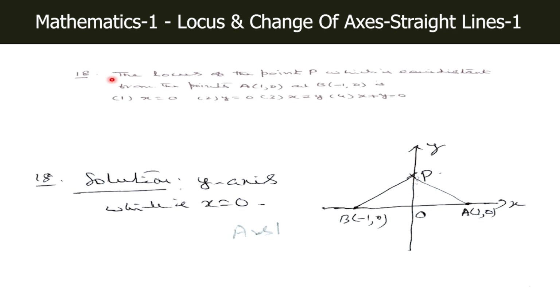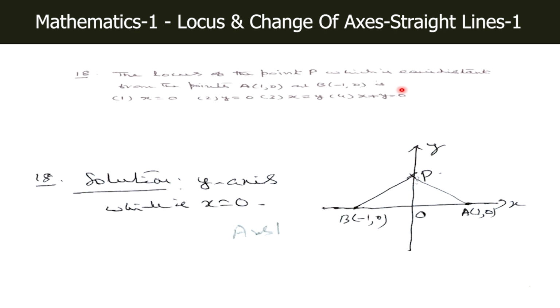The locus of the point P, which is equidistant from the points A (1, 0) and B (-1, 0), is: 1) x = 0, 2) y = 0, 3) x = y, and 4) x + y = 0.